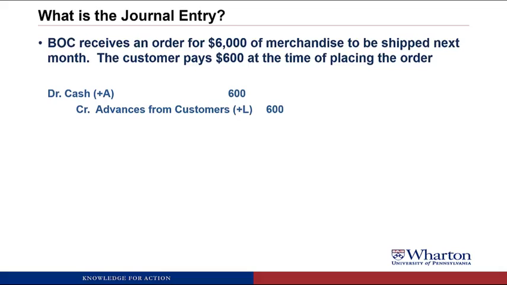We're also getting an obligation here because now we either owe the customer $600 back or we have to deliver the merchandise. So we're going to create a liability called advances from customers. So we credit advances from customers to increase the liability for $600.